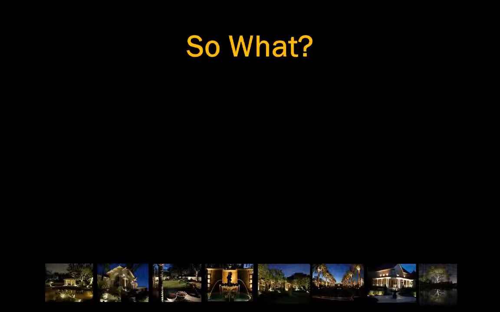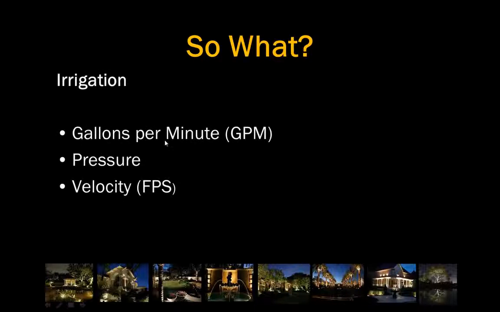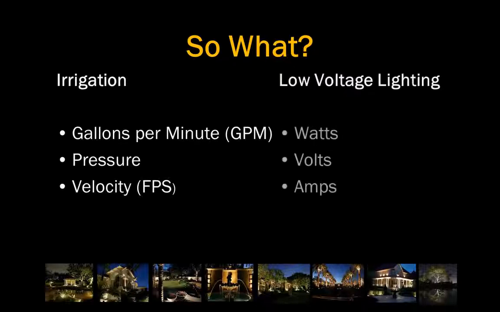So what? Well, I get this question all the time. Why can't I just plug these in the ground and let them work? Well, again, let's go back to the definitions in irrigation. We don't just put sprinkler heads in the ground and hope that they work. We need to account for the gallons per minute running through the pipe, the pressure, and we size the pipe correctly. With low voltage lighting, it's the same thing.